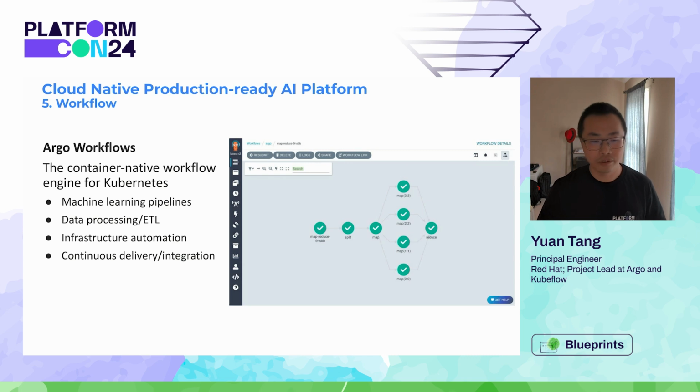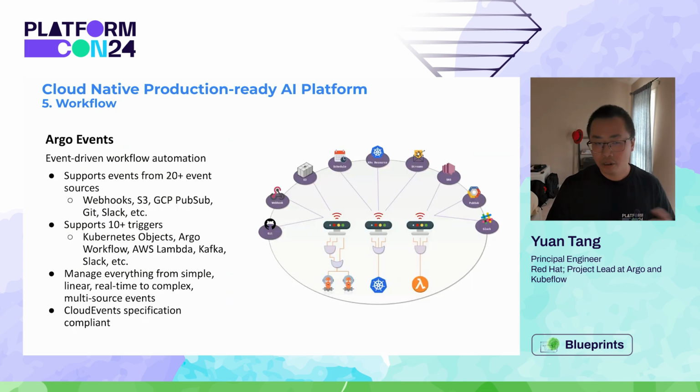Argo Workflows is the container-native workflow engine for Kubernetes. It's a generic workflow engine that can support multiple use cases such as machine learning pipelines, data processing, infrastructure automation, and continuous delivery. Argo Events is the event-driven workflow automation framework. It supports over 20 event sources and over 10 different triggers. You can use it to manage everything from simple, linear, real-time to complex multi-source events. And it's also compliant with the CloudEvents specification.